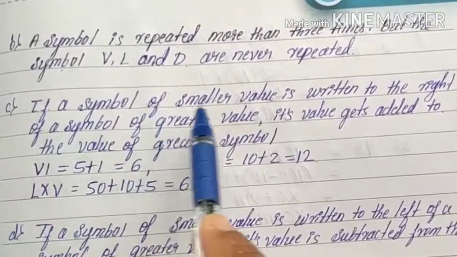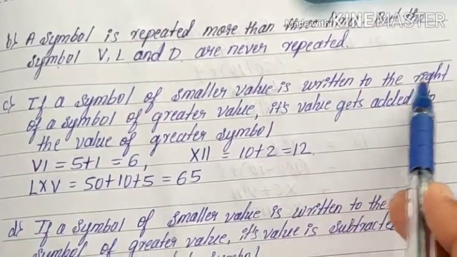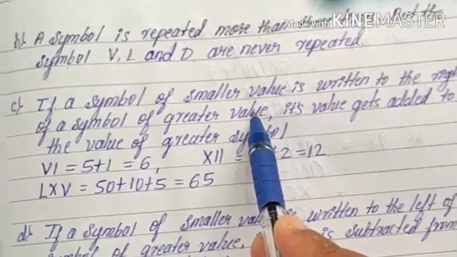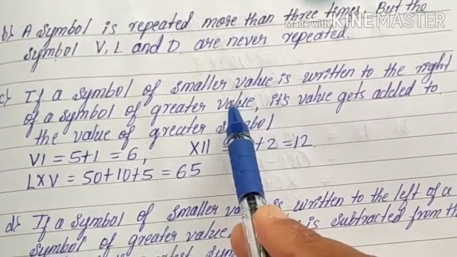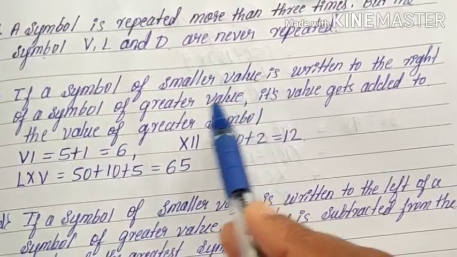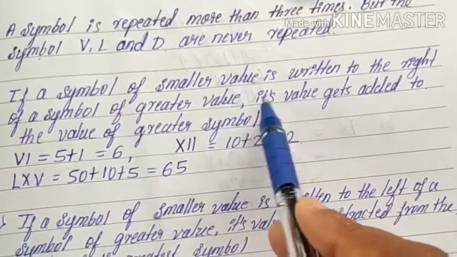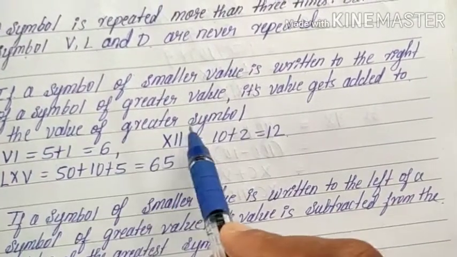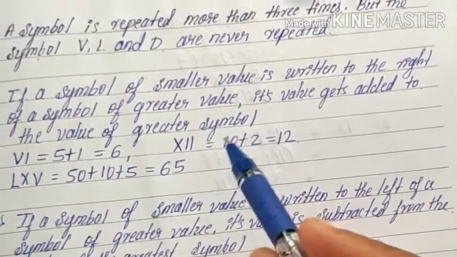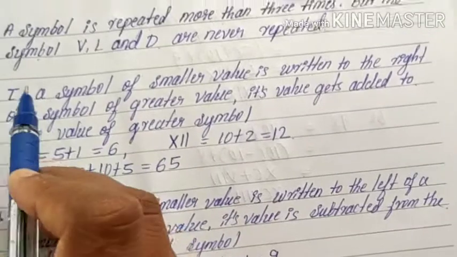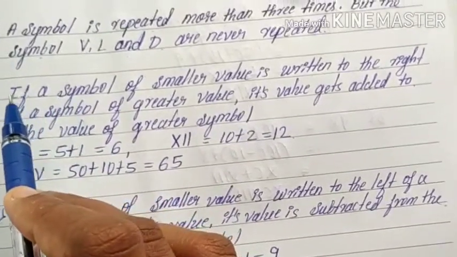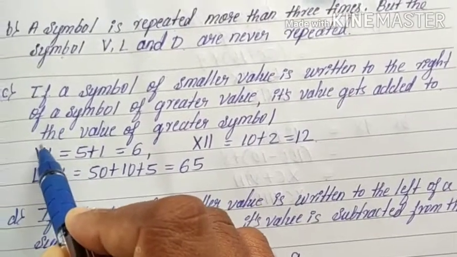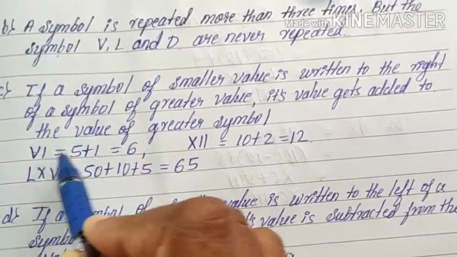If a symbol of smaller value is written to the right of a symbol of greater value, its value gets added to the value of the greater symbol. If 6 is there, we can add 5 plus 1 is 6, no? In that way, 5 we will write and then 1. 5 plus 1 is 6.